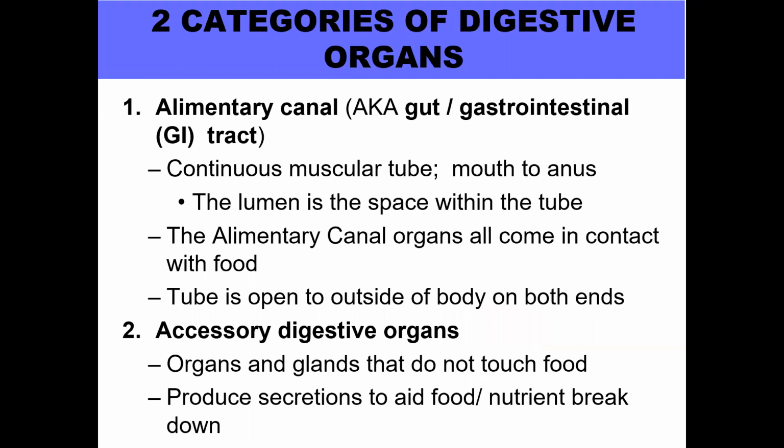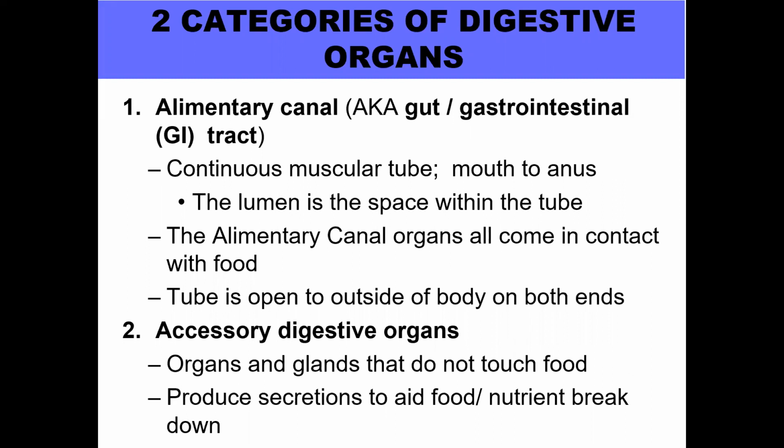There are two types of digestive organs. The alimentary canal, which is the hollow tube, mouth to anus. The space within the tube is called a lumen. And the alimentary canal are all the organs that come in contact with the food, break down the food, absorb the food, or move the food. That tube, like I said before, is open to both sides of the body.